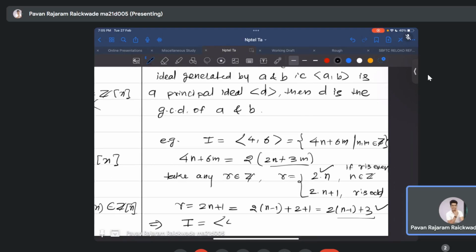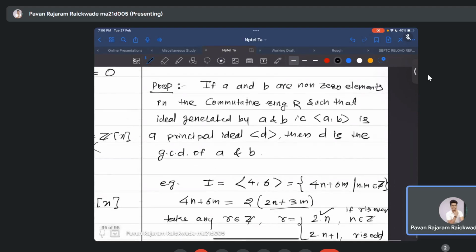So what do you get in conclusion? You get I is the same as 2Z. So this is basically the ideal generated by 2. So the ideal generated by 4 and 6 is a principal ideal, indeed generated by 2. Hence 2 is the GCD of 4 and 6. So this is how we generalize the GCD concept to any commutative ring.